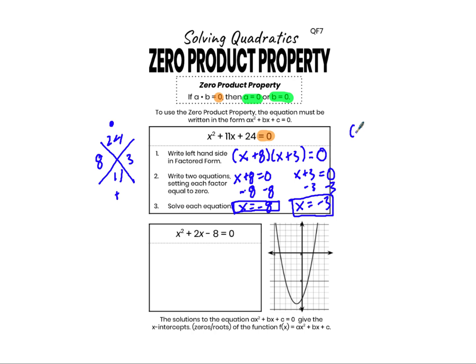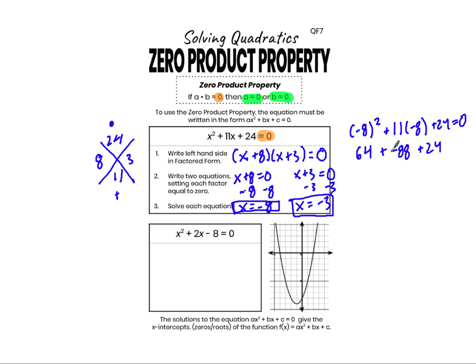I can verify that that's the case by plugging the value of x back into the equation and making sure that I get a true statement. So does negative 8 squared plus 11 times negative 8 plus 24 equal 0? I sure hope so. So negative 8 times negative 8 is 64. 11 times negative 8 is negative 88.